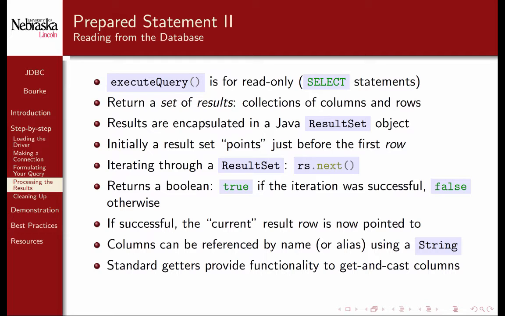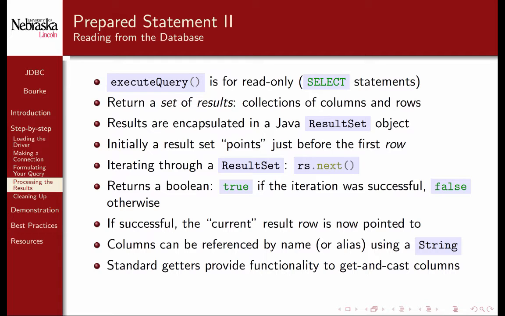Initially, it points just before the first row. You can use the next method to iterate to the next record in the resultSet. The next method returns either true or false depending on whether or not the resultSet currently points to a valid record. That is, once the resultSet iterates through all records, it returns false. This means that you can use it in a while loop pattern to easily iterate over every record.